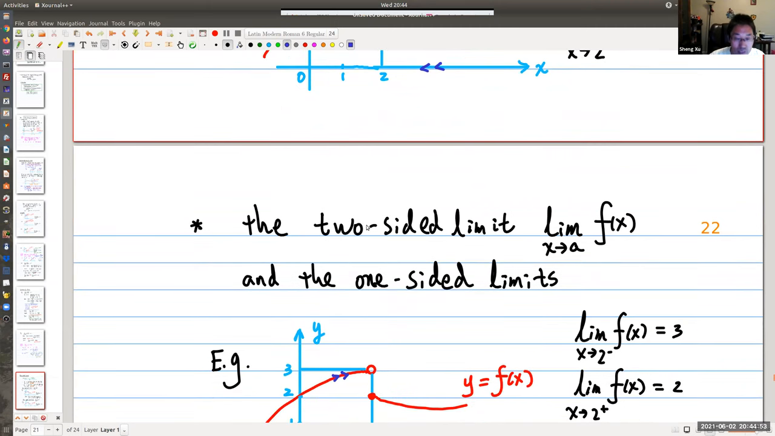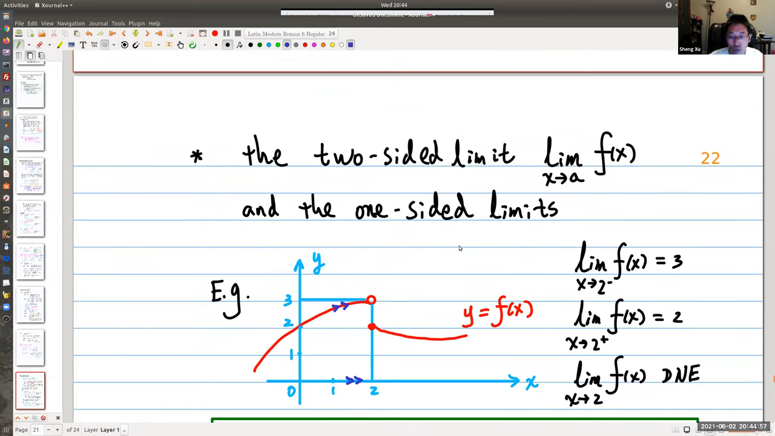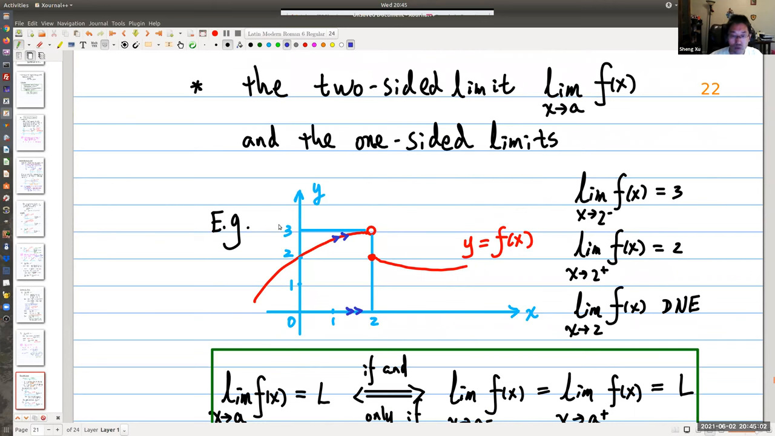So the previous definition is called a two-sided limit. I already mentioned that. The two-sided limit and the one-sided limit are somehow connected, as you can clearly see. Look at this graph. The limit of f of x as x approaches two minus is 3. As x approaches 2 plus is 2. So what's the limit of f of x as x approaches 2? Does not exist, because when we say x approaches 2 from both sides, then you should get the same value.